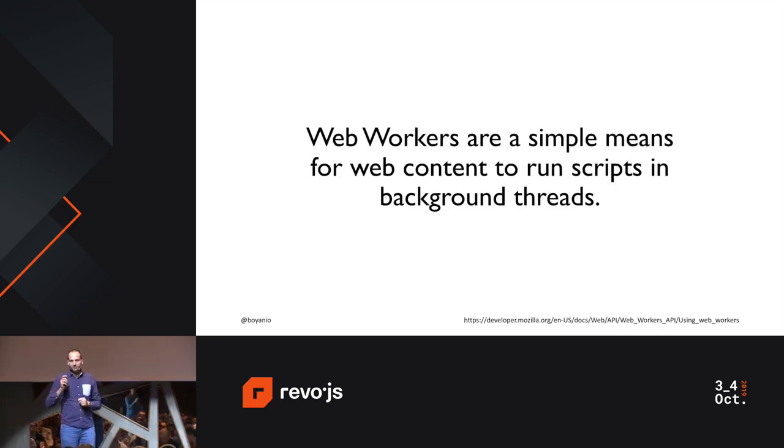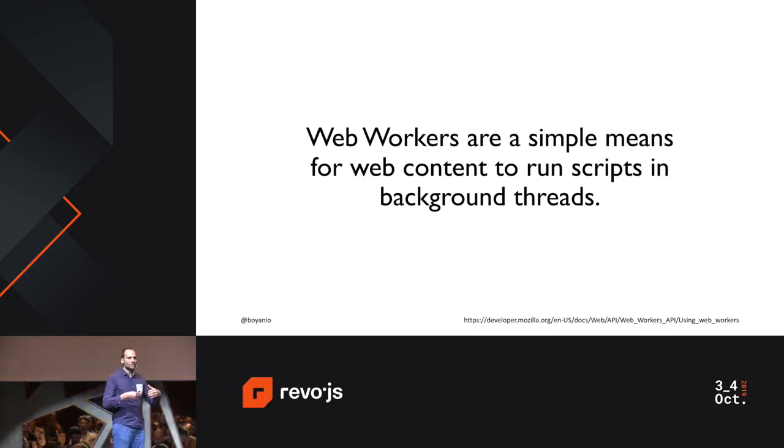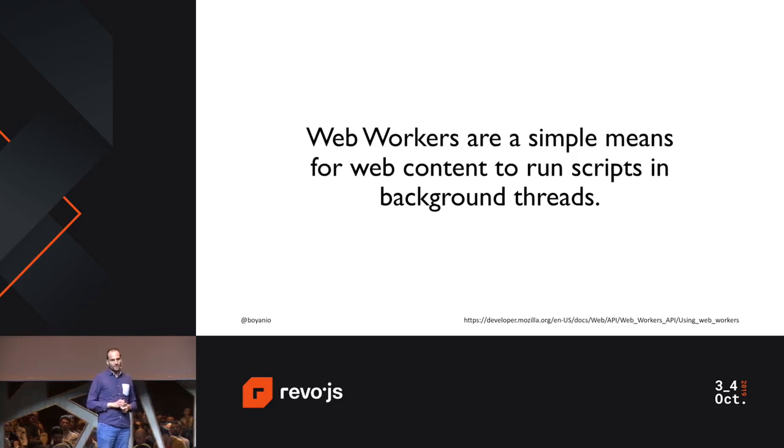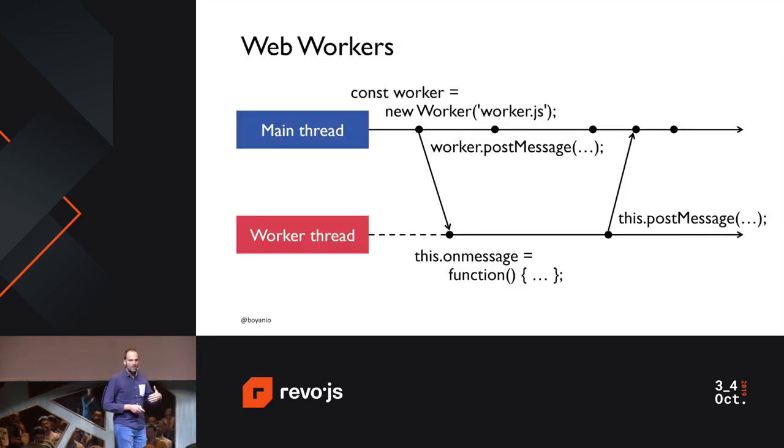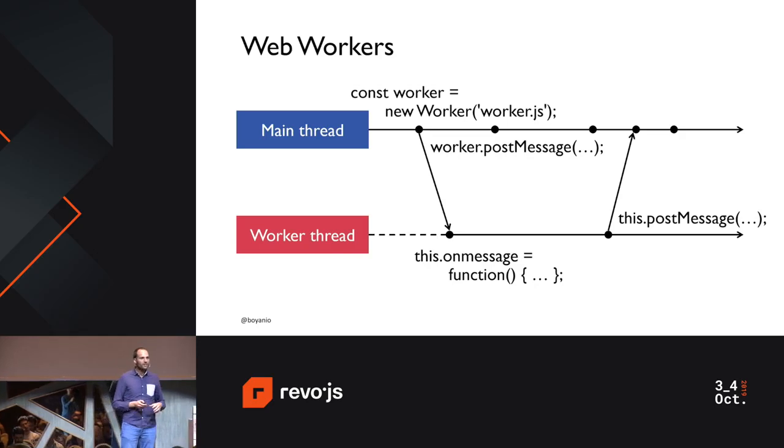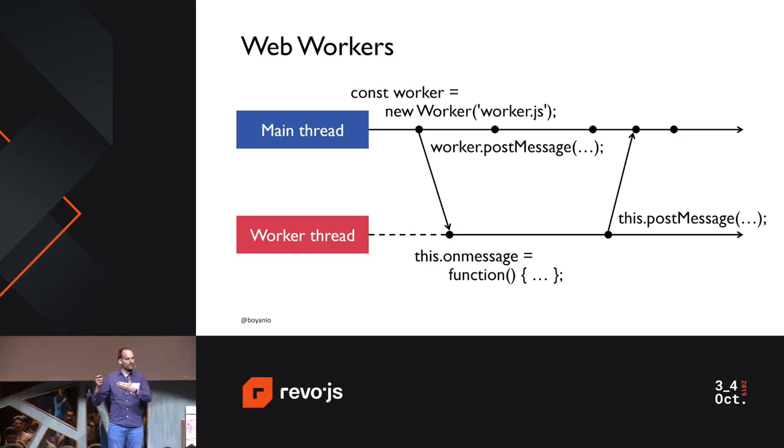Now, the new kid on the block is called Web Workers. And that's not really new for us, but this is something that we can use in different ways. Web Workers are the way to do threading in the web. How does this work? Well, if we have our main thread, there we can create a worker thread and give it some JavaScript to execute. And now we have a separate background thread running completely independently.